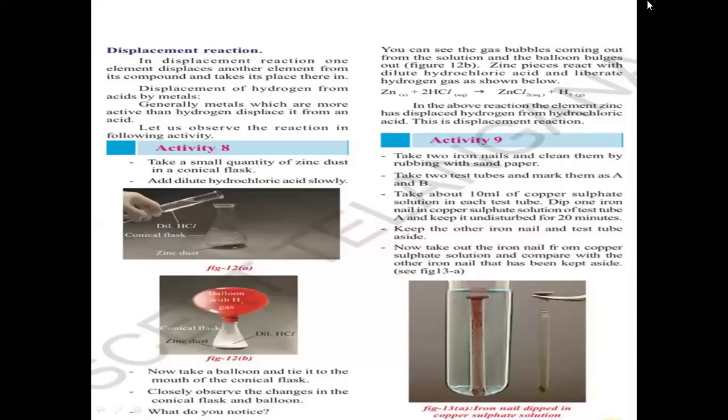Hey guys, so in the previous classes, we have seen the chemical reaction types. That is, we have seen chemical combination and decomposition reactions. Coming to today's topic, the third type of chemical reaction, that is the displacement reaction. In a displacement reaction, one element displaces another element from its compound and takes its place therein.